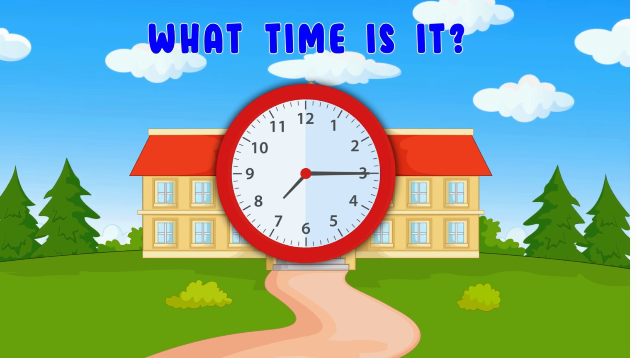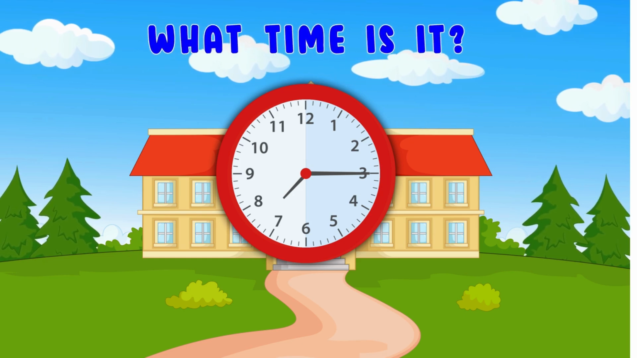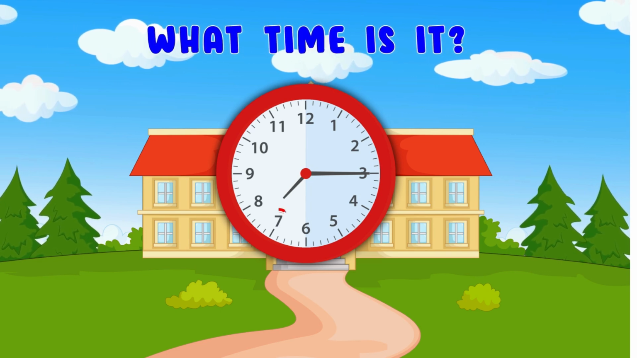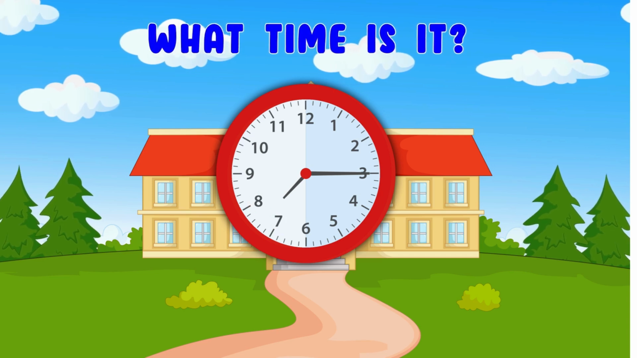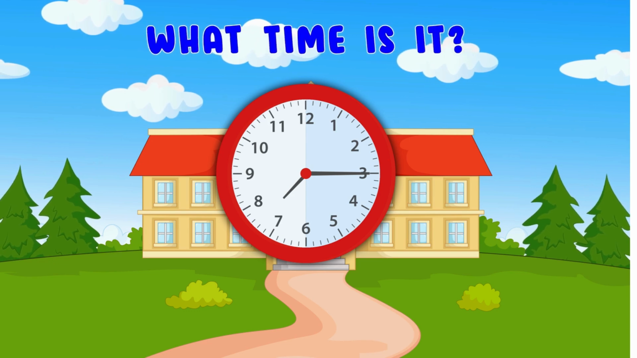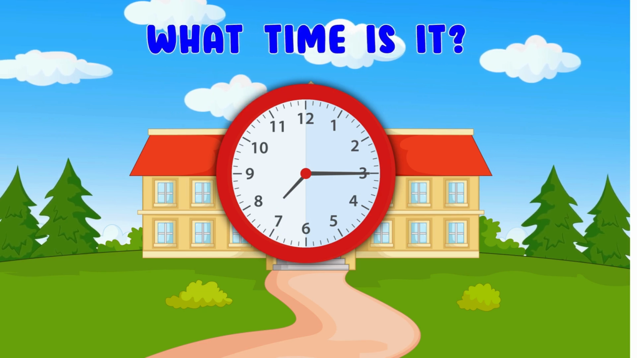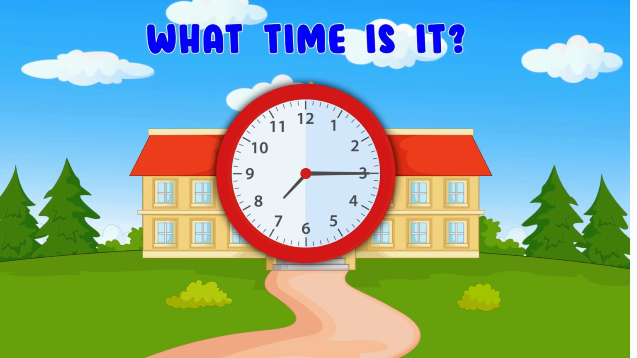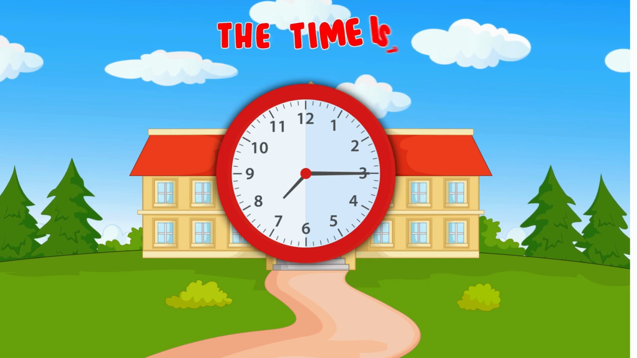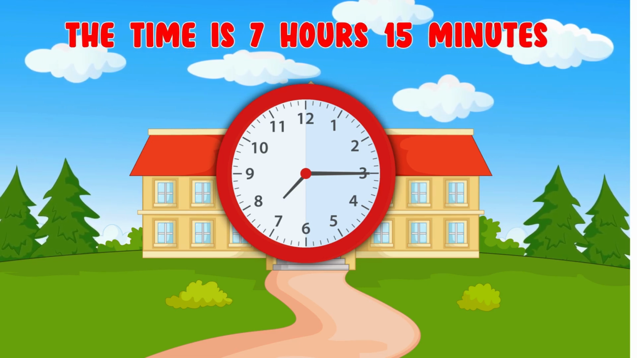What time is it? First, we see the small hand, then the big hand. Where is the small hand? It is between 7 and 8. Which number comes first? So it's 7 hours. Now let's see the big hand. Where is it? It's at 15. So the time is 7:15.